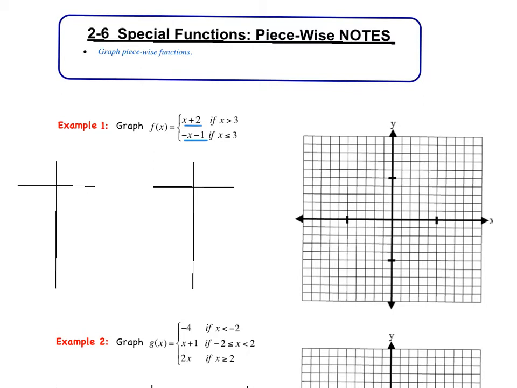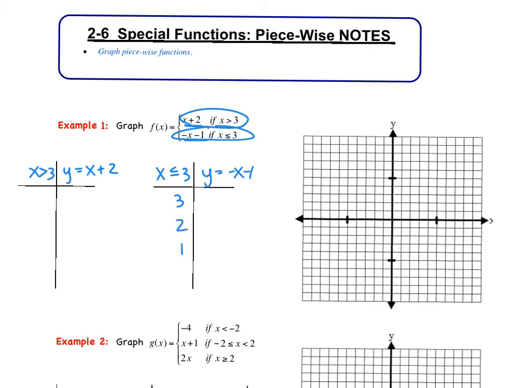So here's what you're going to do. If we look at that top line, the way we find y is with the equation x plus 2. That only happens, though, when x is greater than 3. The bottom line is telling us to find y, we're going to use negative x minus 1. That only happens when x is less than or equal to 3. Okay, so if x is less than or equal to 3, I'm going to start with 3 and then get smaller than that.